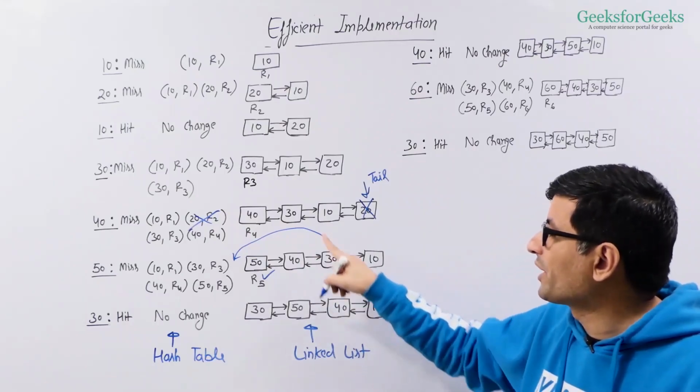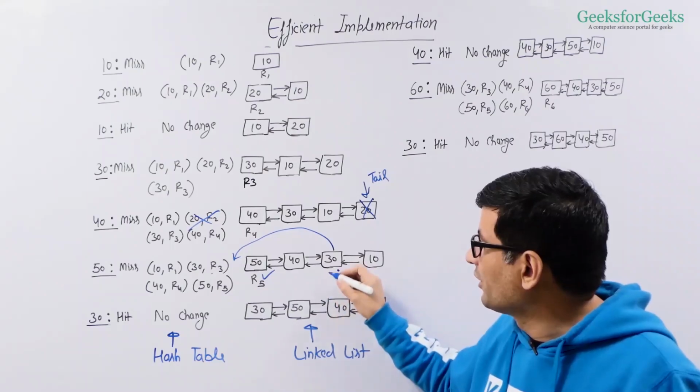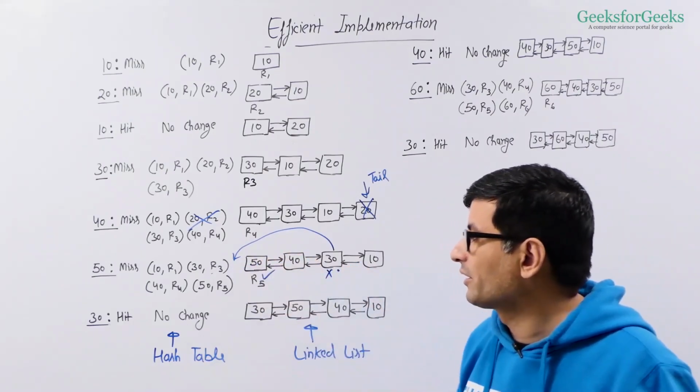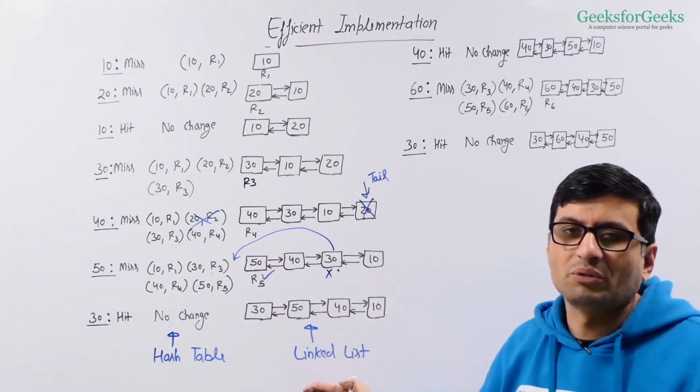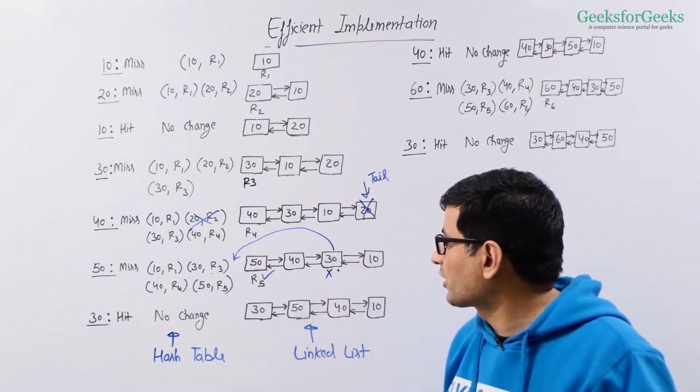And how do we bring it from here to here? We use the reference here, R3. Using R3, we reach here, we delete it from here, and then we insert it here, right? And this is all possible in big O of one time in a doubly linked list: removing the middle node if you have the reference or address of this node.